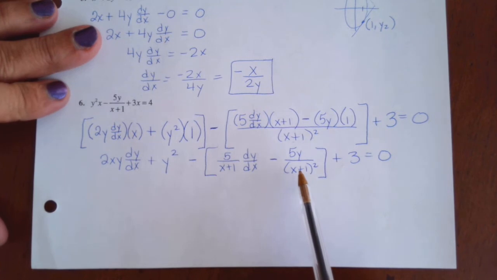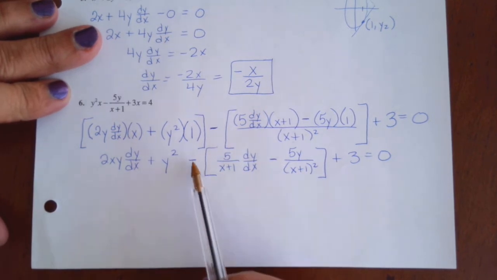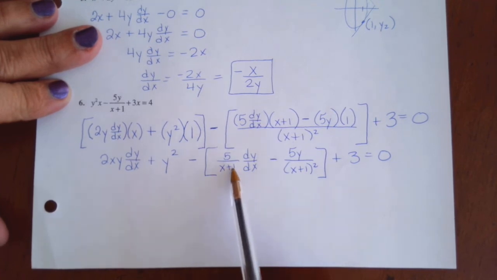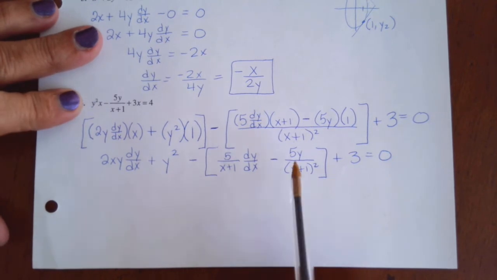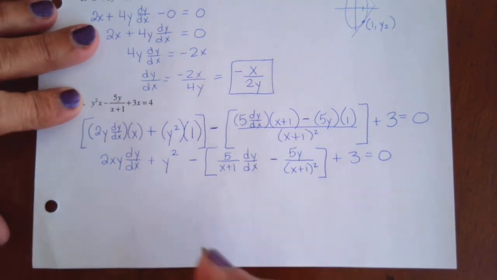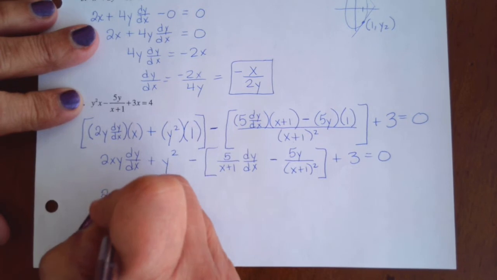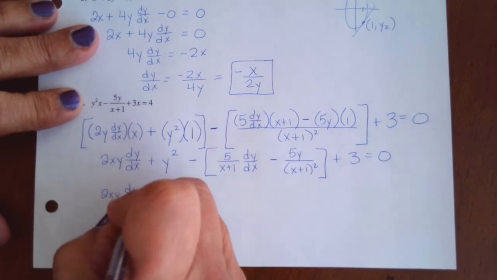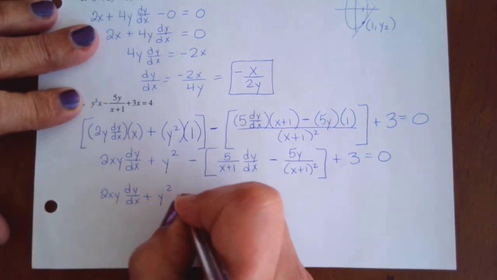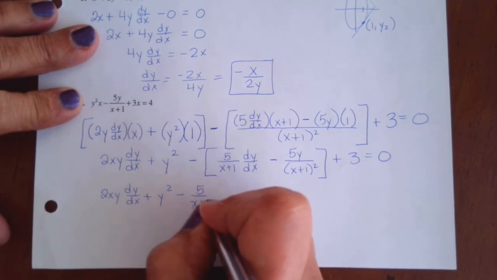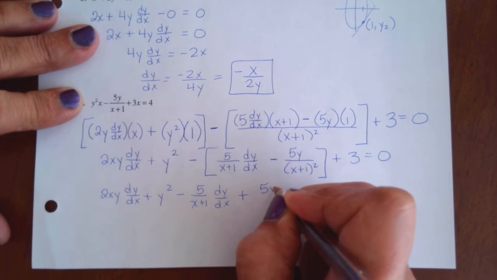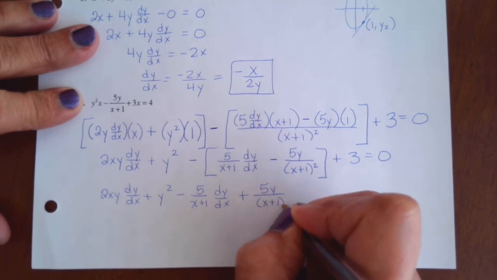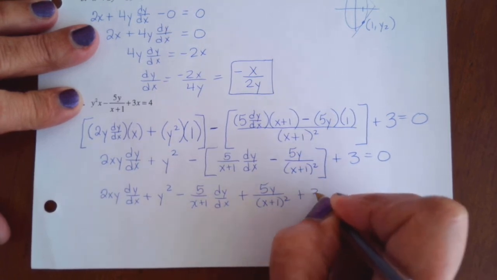All right, so I took this big fraction and I just broke it up into 2 separate fractions. Okay. All right, now I have to distribute this minus sign through now. So this is going to become the negative fraction. This will become positive, and then I've got to solve for dy dx. Okay, so I have 2xy dy dx plus y squared minus 5 over x plus 1 dy dx plus 5y over x plus 1 squared plus 3 equals 0.